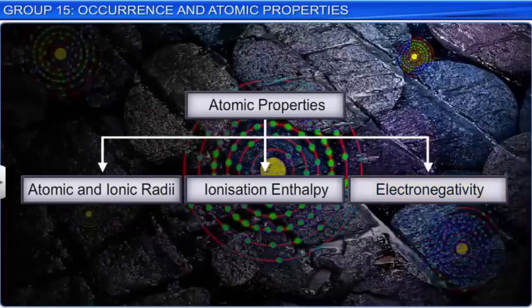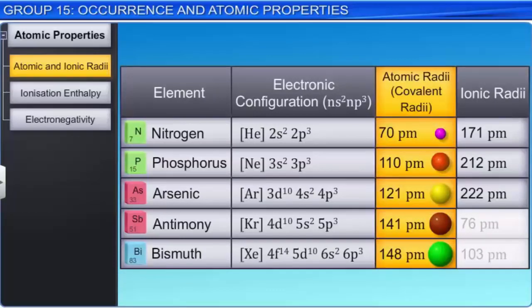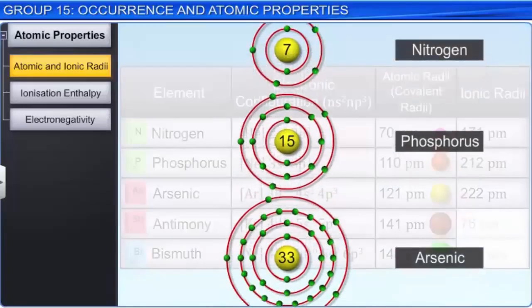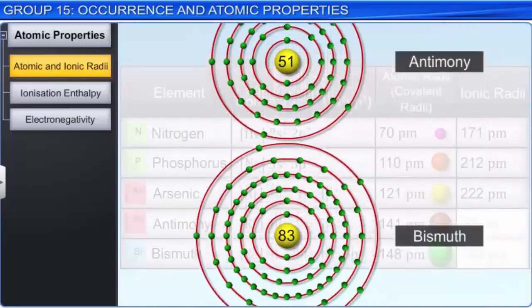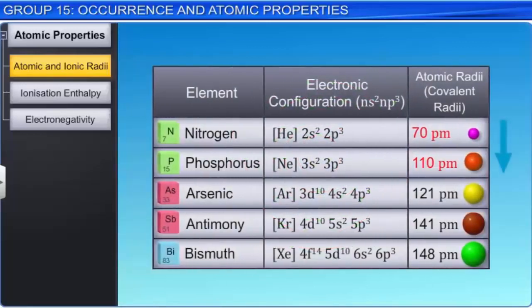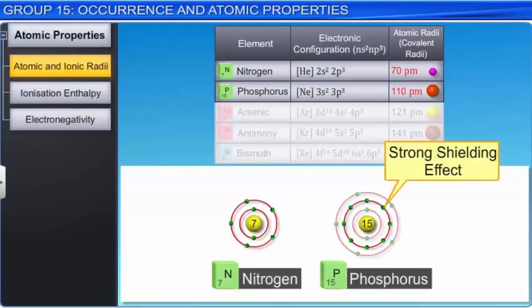A comparison of these two tables shows that as we move down the group, the atomic radii, covalent radii, and ionic radii increase due to the addition of a new principal energy level in each successive element. There is a considerable increase in the covalent radius from nitrogen to phosphorus. This is due to the effective shielding of the s and p electrons present in the penultimate shell of phosphorus.